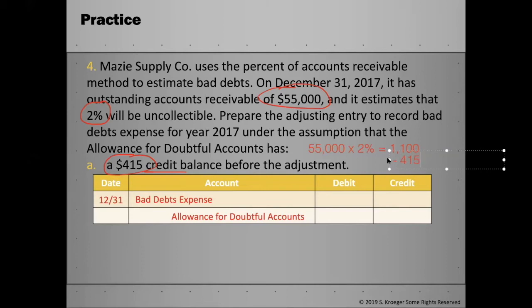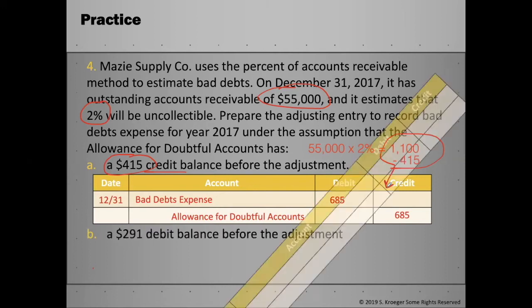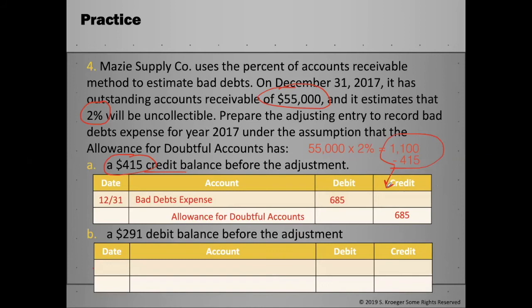Like I said, because it's a credit balance, we're subtracting. And I'll explain why in a moment. When we subtract these two numbers, we get $685, and this is what we'll journalize. Subtract these and journalize that amount. Now for Part B, it's the same exact scenario, except there's a $291 debit in the allowance for doubtful accounts account before this. The first part still stays the same.